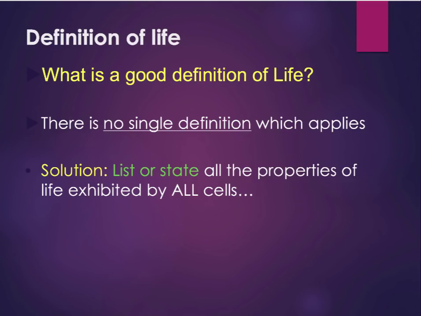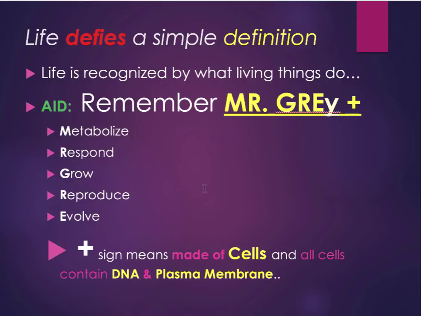One of the major goals in biology is to come up with a single definition in which all living things fit. Unfortunately, we have not reached that consensus yet. So there is no single definition which applies to cover all living things. So where are we? At this point in time, we have a list or states of properties which all living things exhibit. For this class, the following acronym, Mr. Gray Plus, suffices to help us remember all the components that living things share.